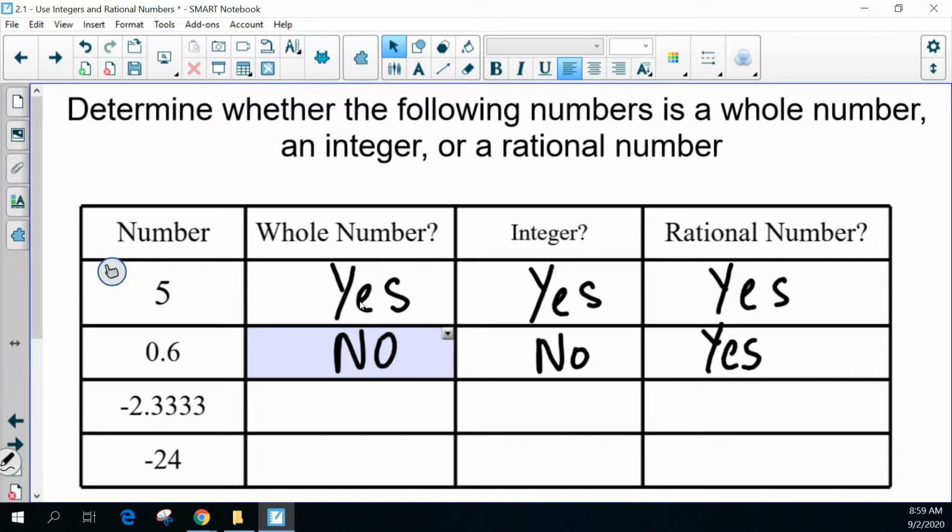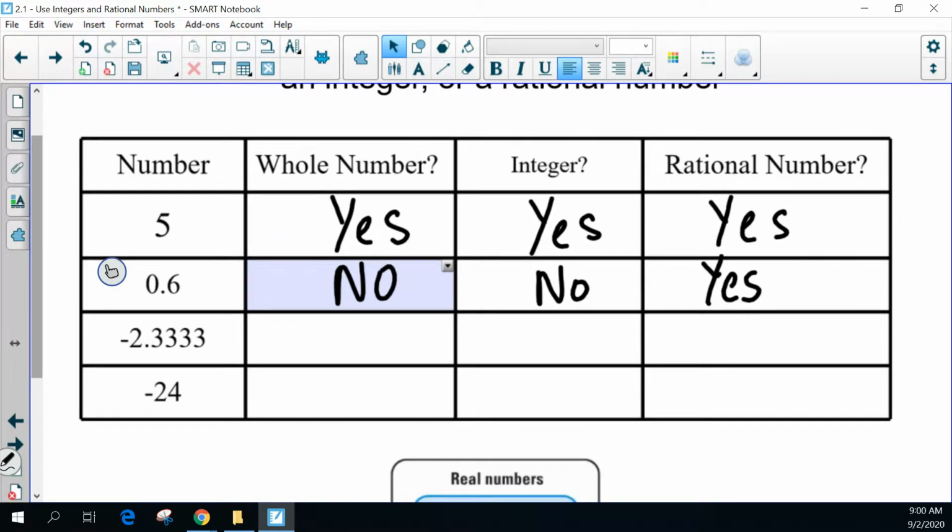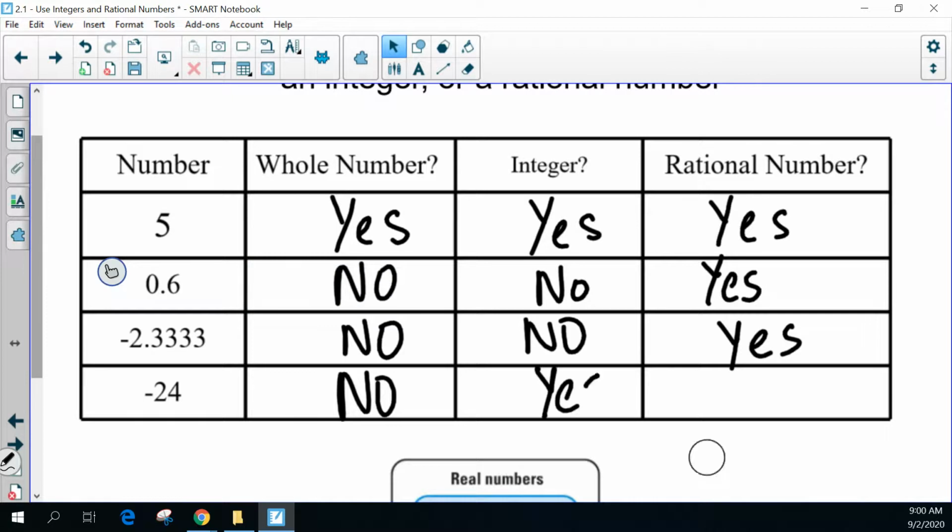So yes, it's a rational number. No, it is not an integer. Okay, negative 2.3 repeating. Whole number? No. Can anything negative be a whole number? No. Integer? No. Rational? Yes, because it's repeating. Okay, negative 24, whole number? No, because of the negative sign. Integer? Yes. And rational? Yes. If anything is yes in the integer category, it would also have to be yes in the rational category. Does that make sense? You couldn't put no in integer and yes for rational. They have to go together.